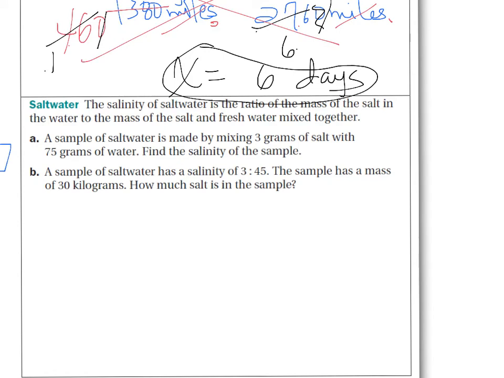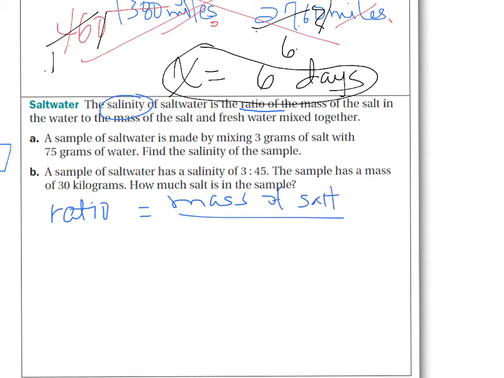Salt water. The salinity of salt water is the ratio of the mass of the salt in the water to the mass of the salt and the fresh water mixed together. Okay, so what does this mean? Salinity just means how salty the water is. And here that's represented by this ratio. I'm going to write it out. Ratio equals the mass of salt to the mass of salt and water mixed together.